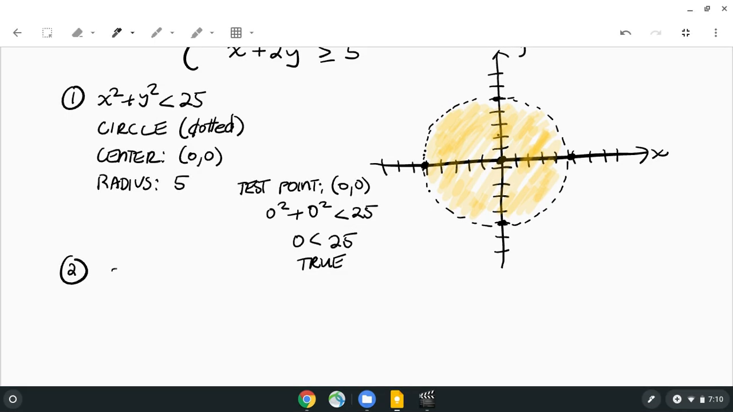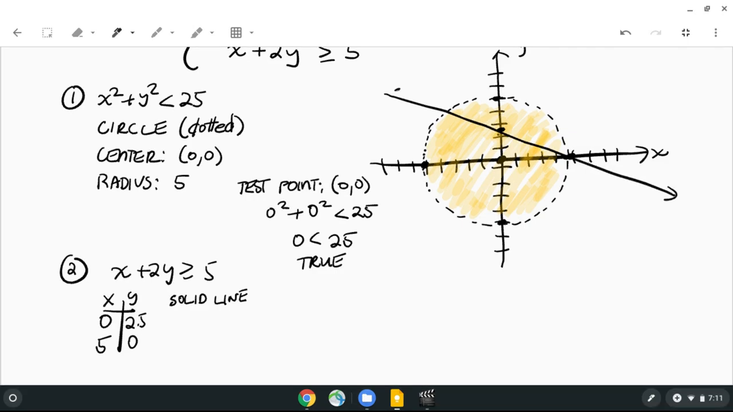So we have x plus 2y greater than or equal to 5. This is a line, so I'm going to use this method. When x is 0, y is 2.5. When y is 0, x is 5. So 0, 2.5, and 5, 0. That looks like it's on the circle there. 1, 2, 3, 4, 5. And this is going to be solid, so I'm going to go ahead and draw my solid line.